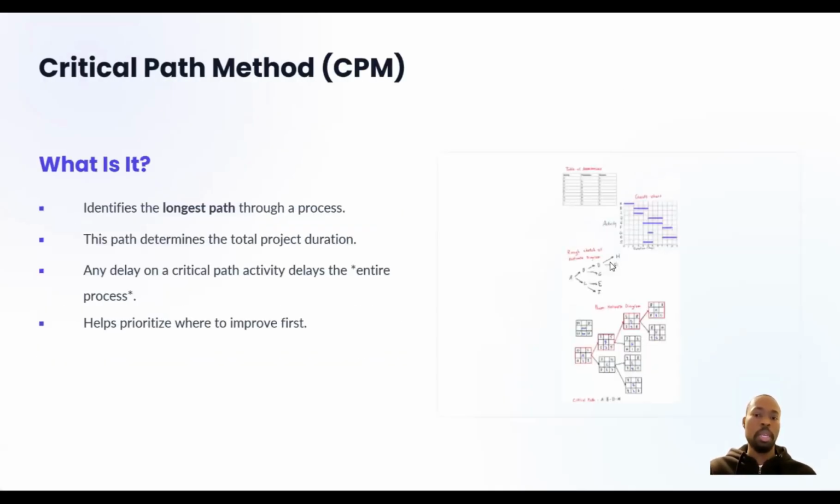The CPM, which is the critical path method, identifies the longest path through a process, that is the one that determines the total duration. If any activity on it takes longer, the entire process slows down. So knowing and identifying a critical path helps us prioritize where to improve first.